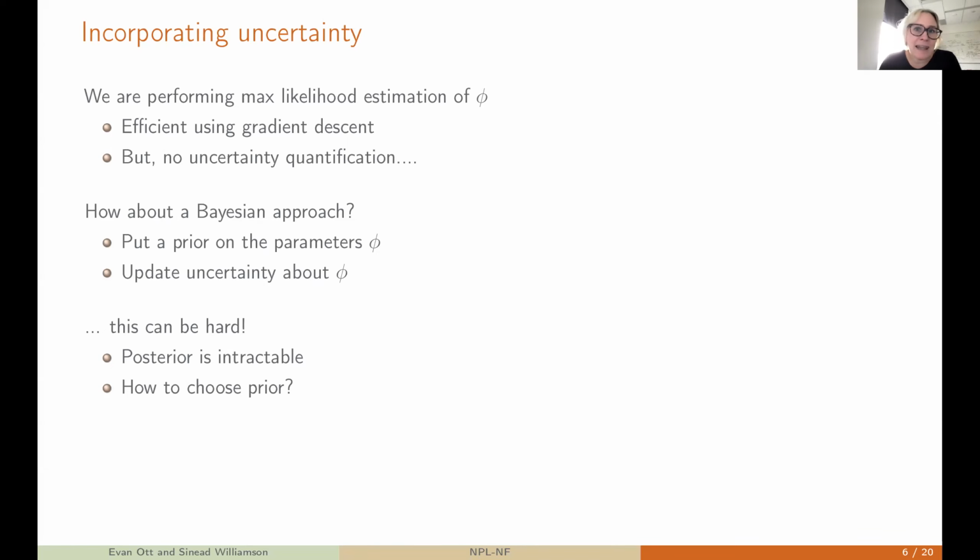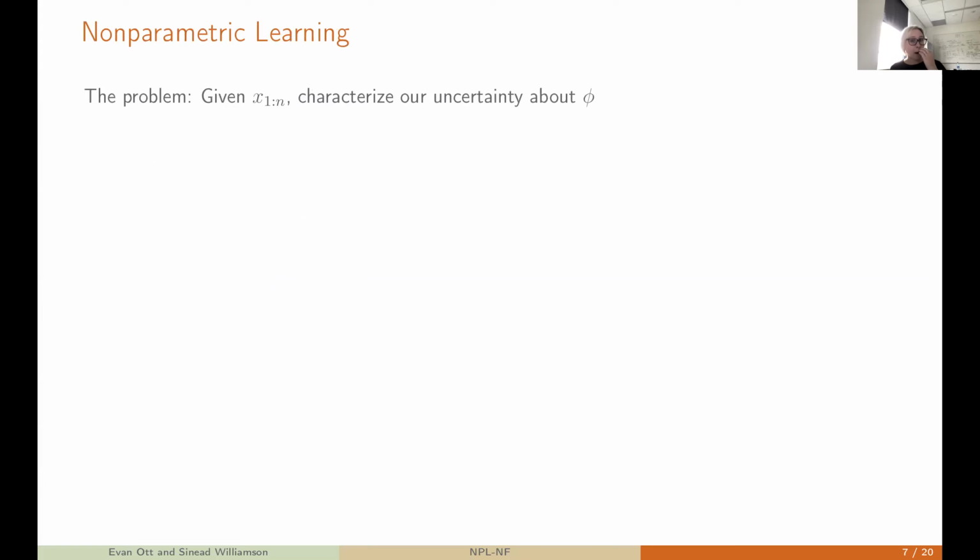So in order to do so, let's step back a little and go back to our original goal. We have some data, x1 through n, and we want to learn about a set of parameters phi in a way that characterizes our uncertainty. And depending on my viewpoint, my training, my preferences, how I'm going to solve this problem is going to vary. So if I'm a Bayesian, as I was on the last slide, I might say, well, I'm going to put a prior on phi, and I'm going to find that posterior. Easily said, maybe not so easily done.